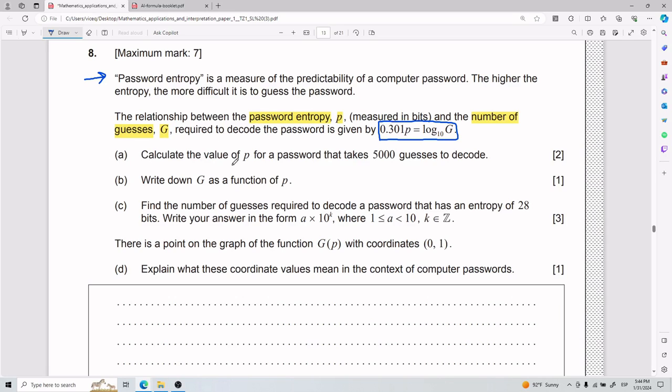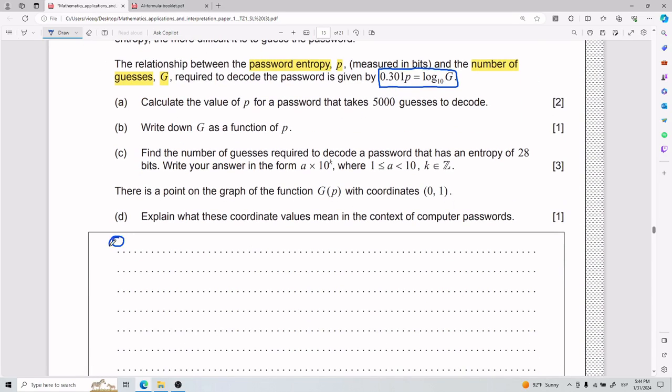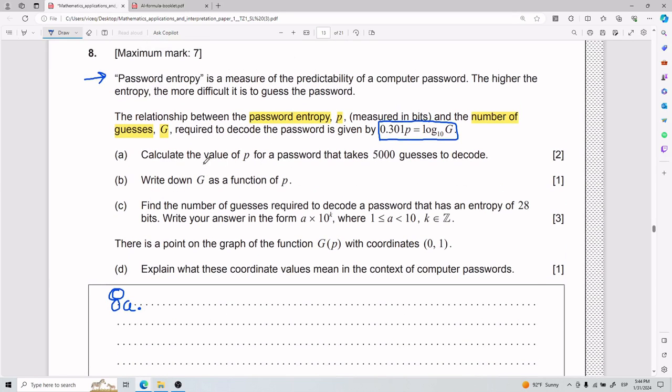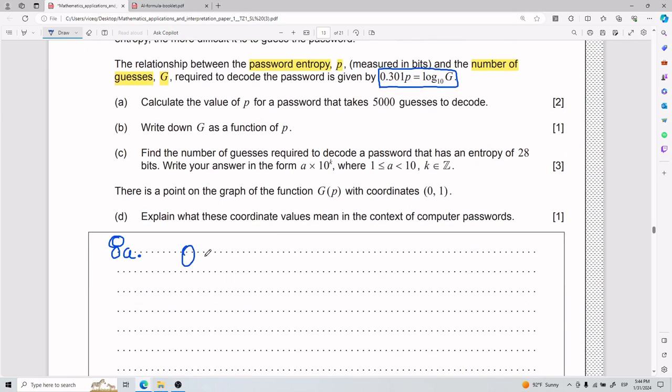Part 8. Calculate the value of P for a password that takes 5,000 guesses to decode. Alright, we still don't need to get scared. It's fairly straightforward. Number 8, part A. So all I know is that I have this equation here: 0.301P equals log 10 G. Alright, so it's very important, you guys, that we walk around with a good intuition about these exercises.